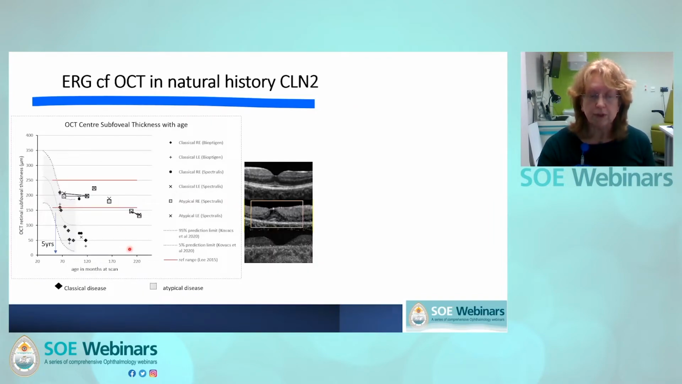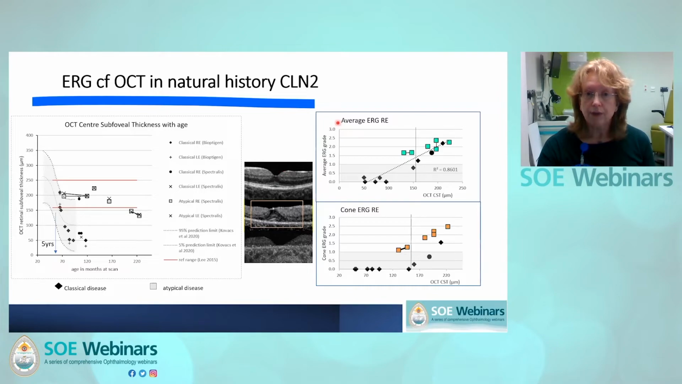We also went on to use the work of Kovacs, who had done a prediction interval for the decline of the central subfoveal thickness. And we've plotted our data here as these black spots, and they fit it quite well. But of note, it's slightly later before these thicknesses fall below the reference limit published by Lee for central thickness in pediatric patients.